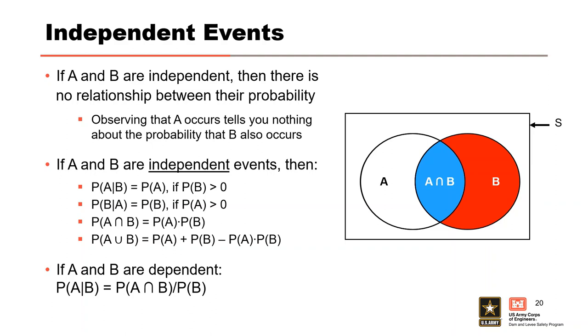Independent events are events that have no relationship between their probability, and observing one event tells you nothing about the probability of another event occurring. Potential failure modes are typically developed and elicited assuming independence. Assuming independence between potential failure modes, though, is not always guaranteed to be a good assumption. For example, if you have a dam with a gated structure, failure or inoperability of the gates would impact the reservoir stage.